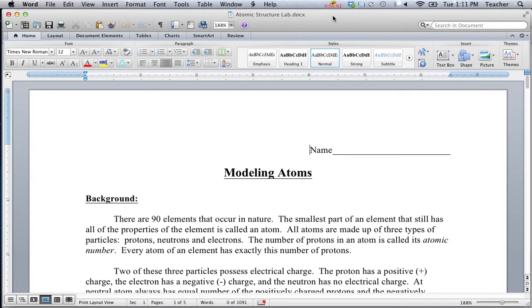Alright, this lab is on atomic models, modeling atoms, creating models of them. So we're basically combining what we just learned about the parts of an atom, the protons, neutrons, and electrons, with one of the models, the Bohr model, that we also just learned about the other day.